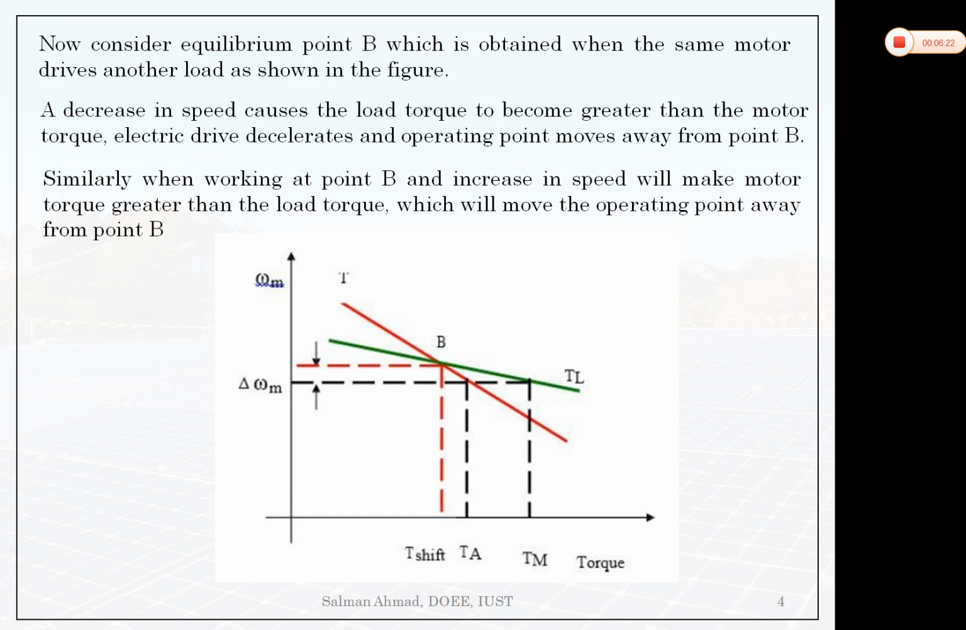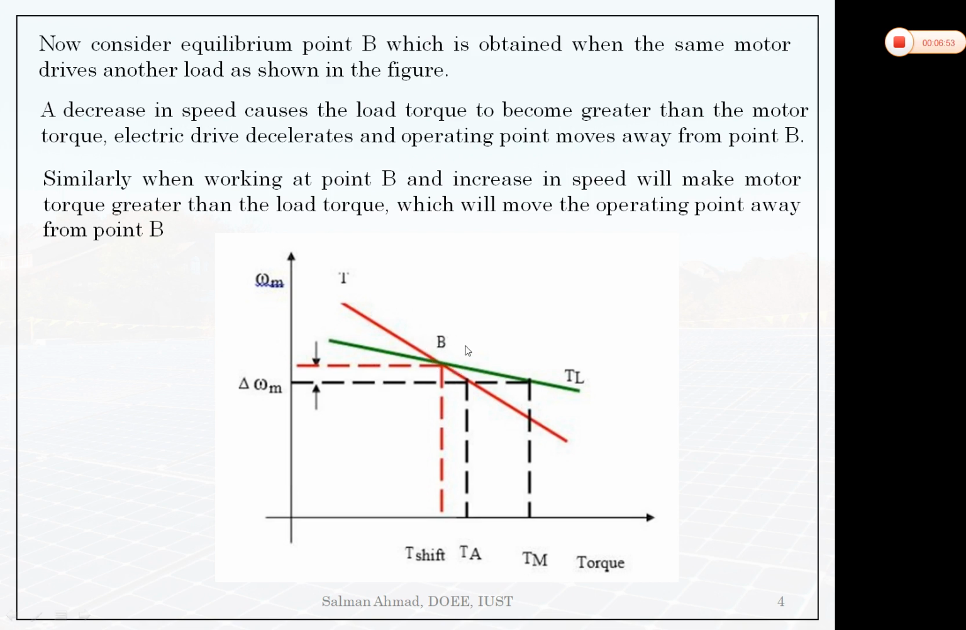Similarly, you can increase the speed and check the torques. If we increase the speed, say we increase to this point, now draw a horizontal line. You can see that the motor torque becomes more than the load torque, so the speed will further increase. We increase the speed and the drive speed keeps increasing. That means this point B will not be a stable equilibrium point.